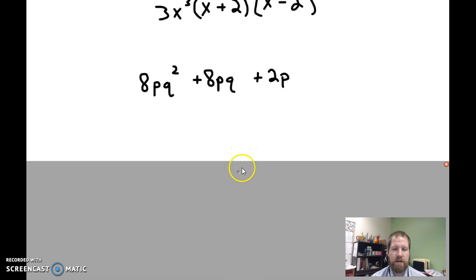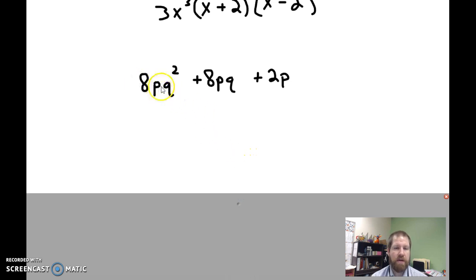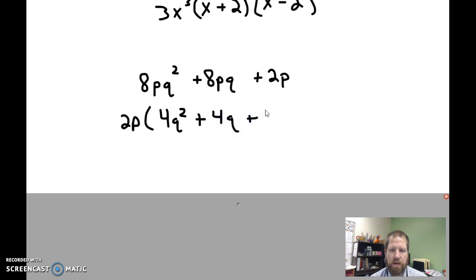Okay. This can also happen with extra variables. Okay. In this case, I have 8pq to the second plus 8pq plus 2p. Right. My greatest common factor is going to be 2p. So I have 2p times 4q to the second plus 4q plus 1.